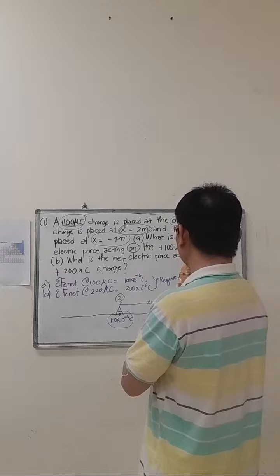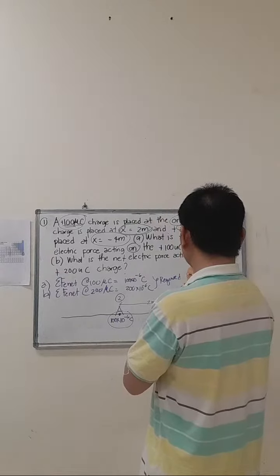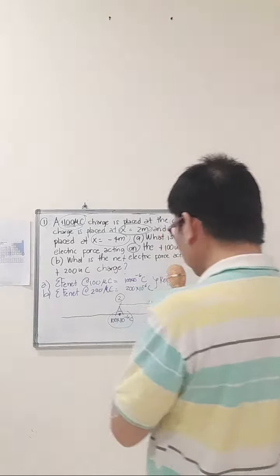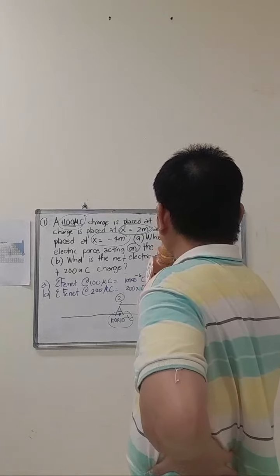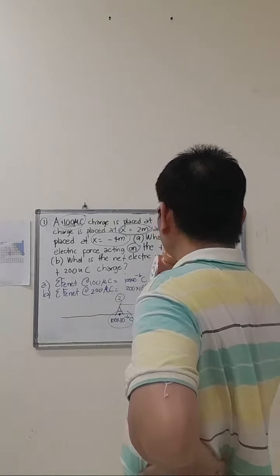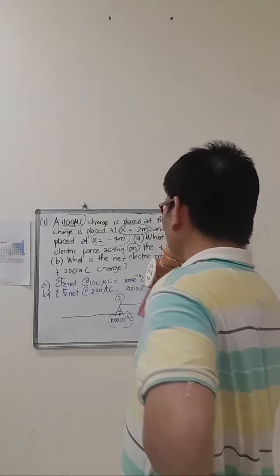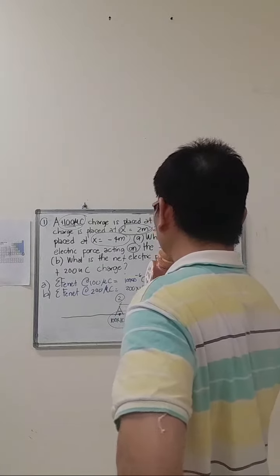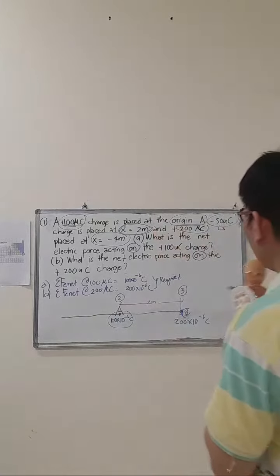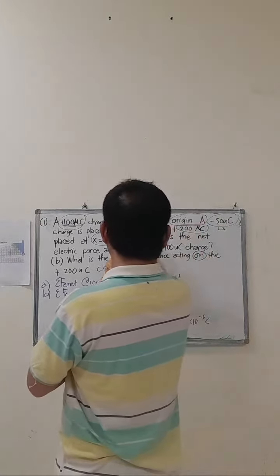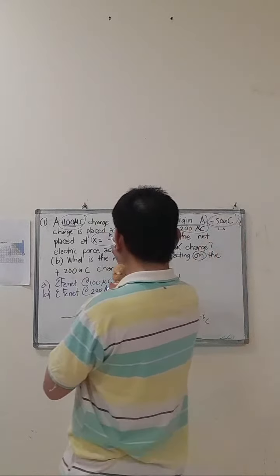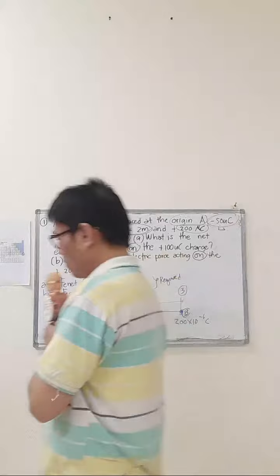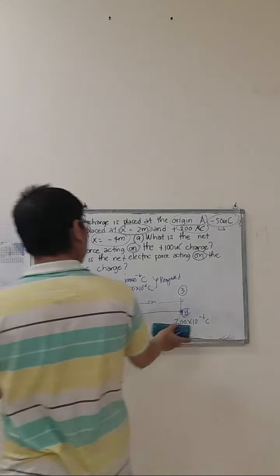So, positive 200 times 10 to the negative 6 coulomb. Positive 200 microcoulomb is placed at x equals negative 4. Oh, negative 50 microcoulomb charge is placed at x equals 2 meters. So be careful also, okay?